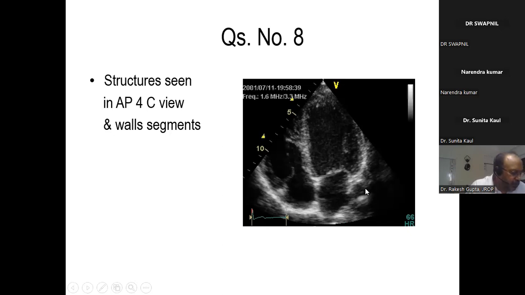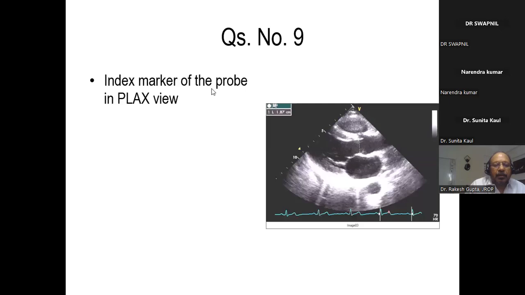All right, let's go back to Dr. Sangeeta Chaudhary. Ready, Sangeeta? Yes, sir. Index marker for the probe in the plax window. In plax, the index marker should be looking towards the right shoulder, that is the 11 o'clock position. And where do you keep your probe? We keep it in the left third intercostal space. Left third intercostal space. Perfect. Great, Sangeeta. Perfect answer.